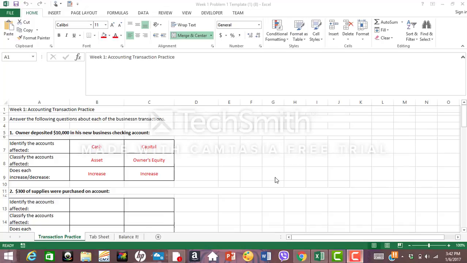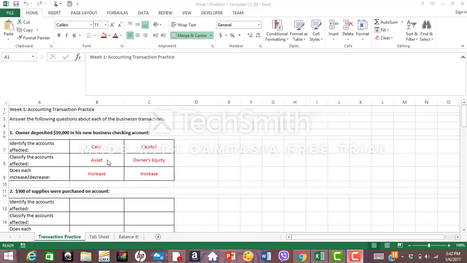Hi, this is week one, assignment one, and week one has the accounting transaction practice. It asks you to answer the following questions about each of the business transactions. It says the owner deposited $10,000 in his new business checking account.